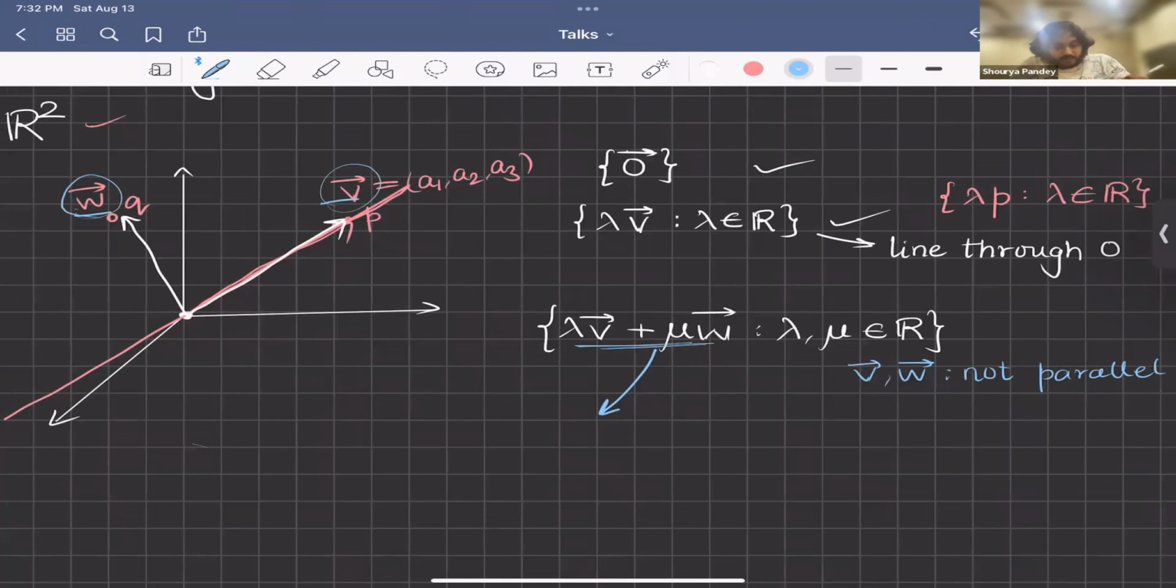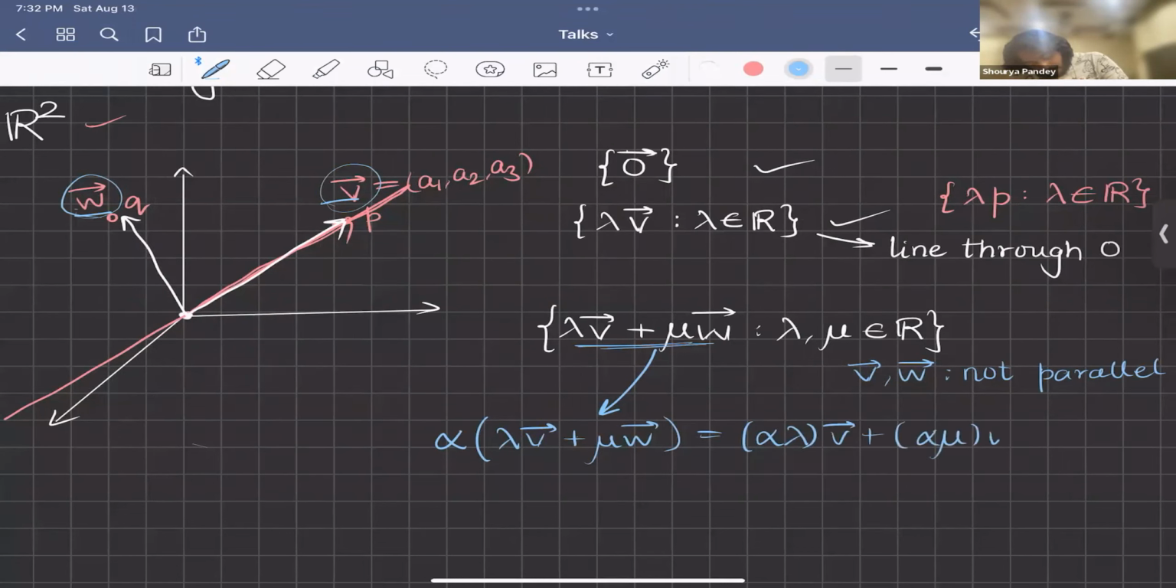And you can check that this is indeed a vector space, because if you just multiply this with a scalar, you'll end up with another element of this form, right? So this is just another scalar times V plus scalar times W. And then if you add two elements of this form, then the lambdas will add and the mu's will add.